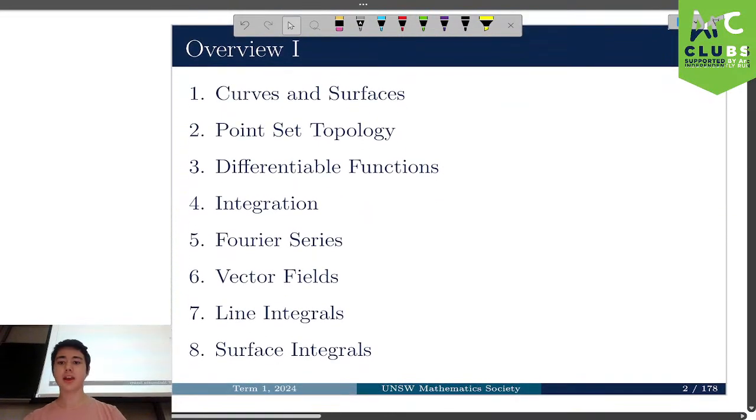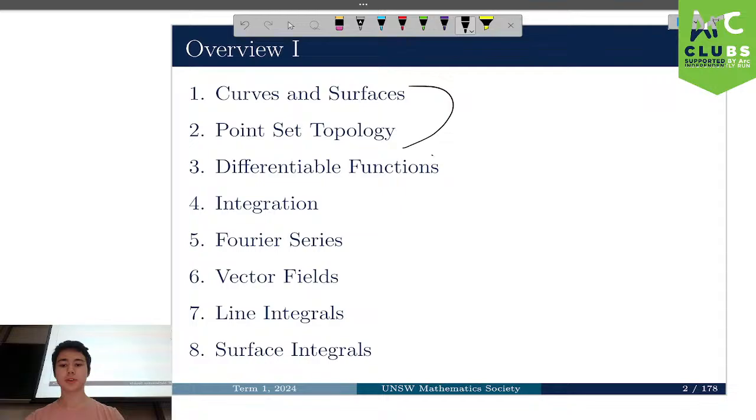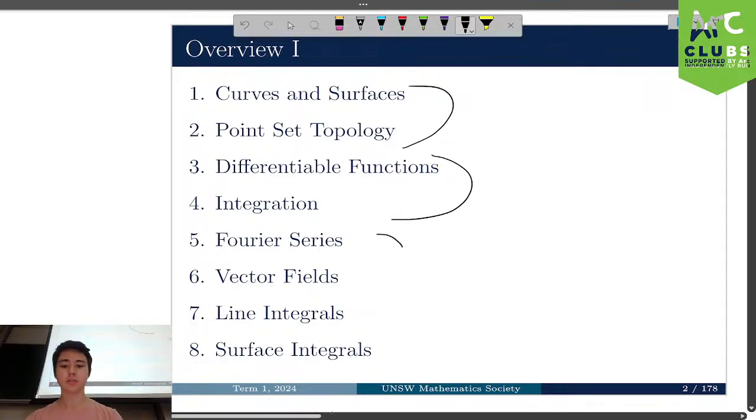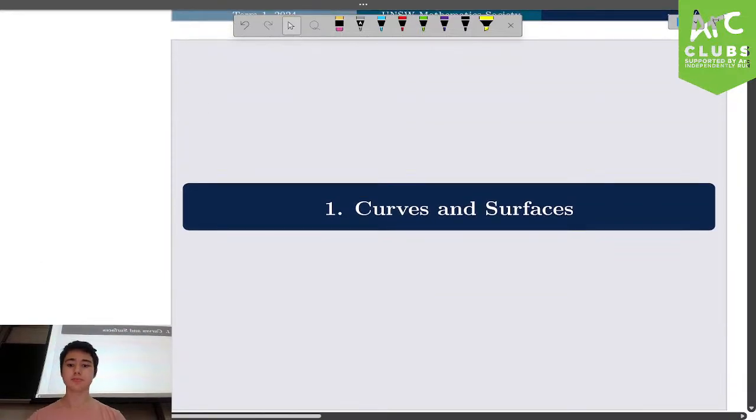So, first up, we have curves and surfaces, followed by point set topology. I'm going to be covering these, and then I'm going to hand over to Han for these two, and the rest of the course content we'll be covering tomorrow in our seminar, at the same time as today. Okay, so let's get moving.